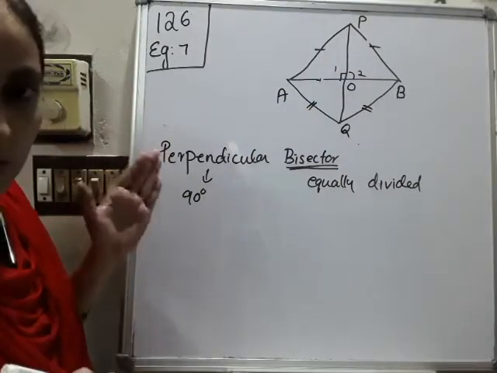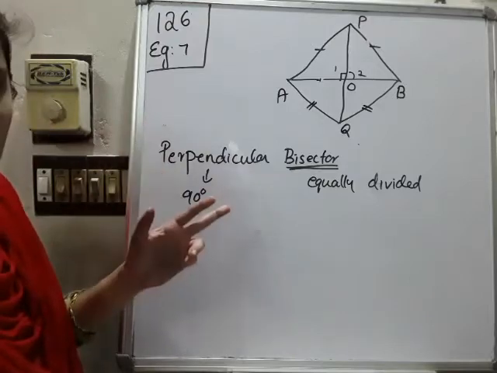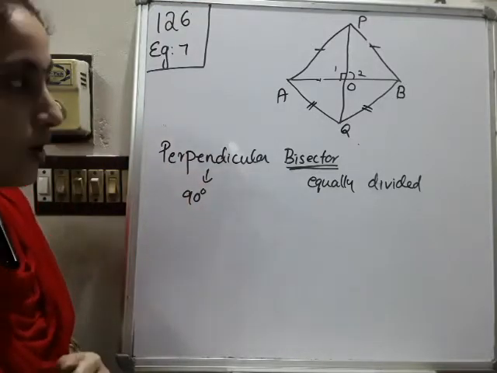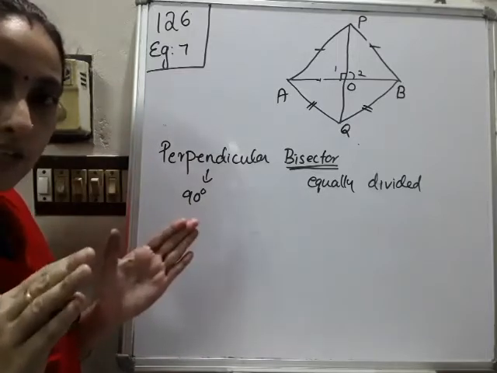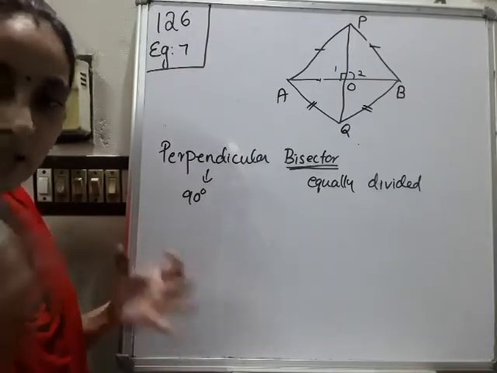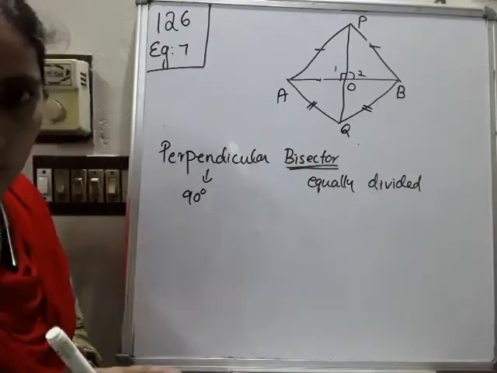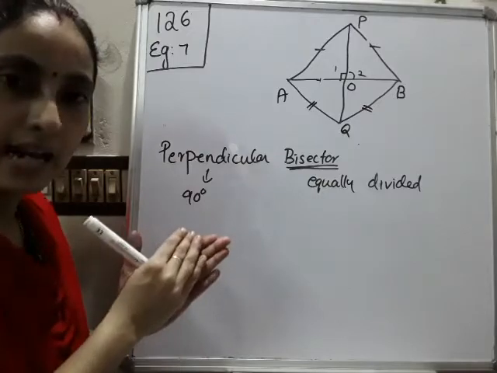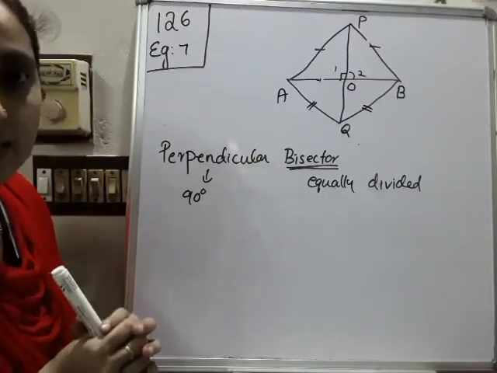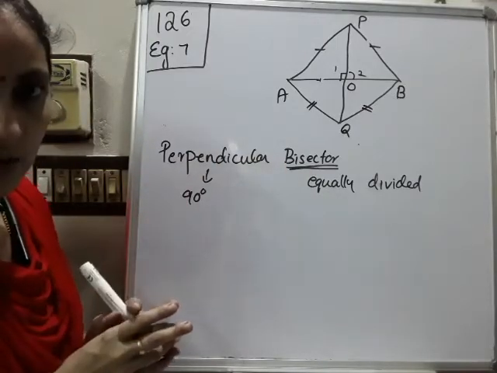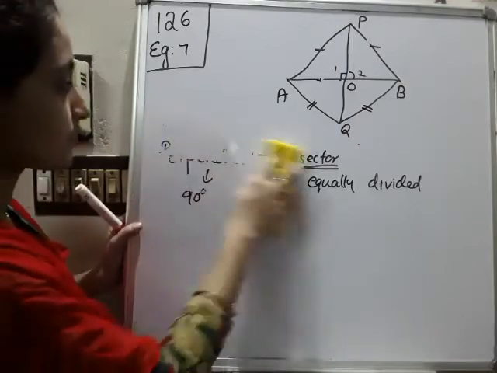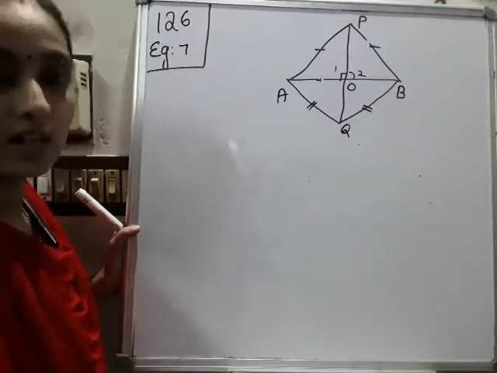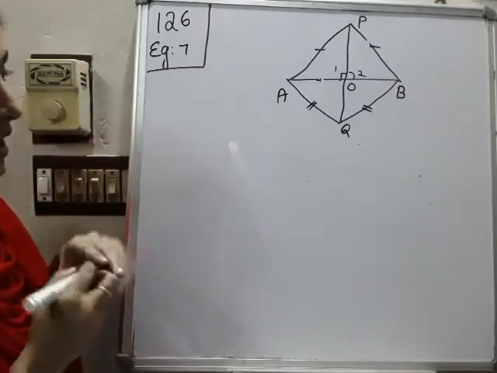So one more thing you have to keep in mind: perpendicular bisector means 90 degree and equally divided. Just perpendicular means the angle should be 90 degree. Just bisector means divides equally. Perpendicular bisector means you have to consider both, that is, the angle should be 90 degree and it divides equally. Okay, so before moving to the solution, please draw the figure and the question first. After that we'll move.